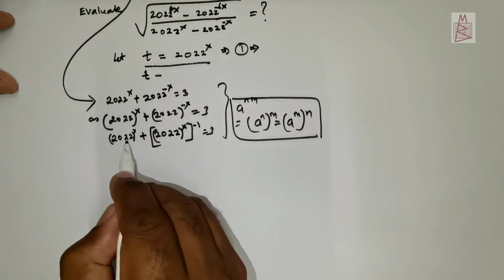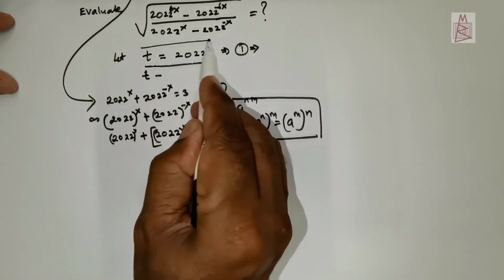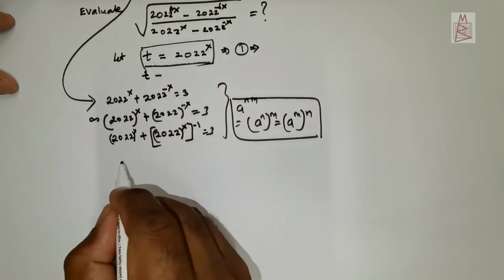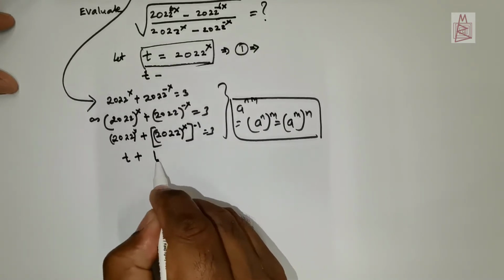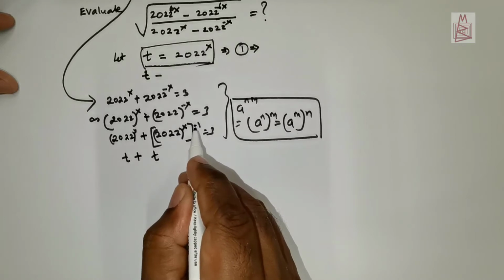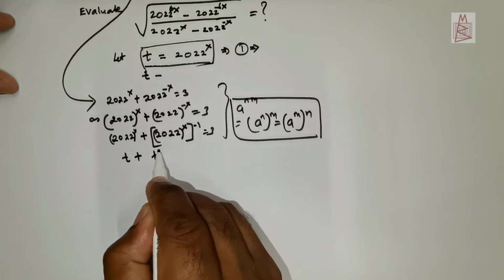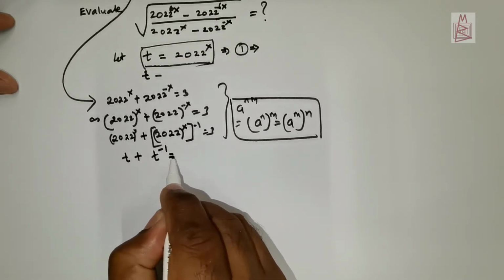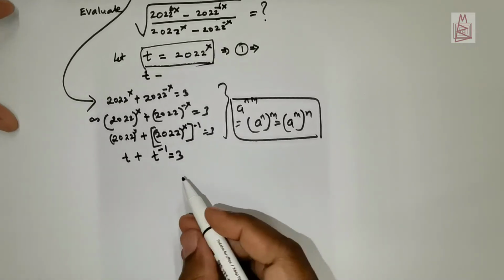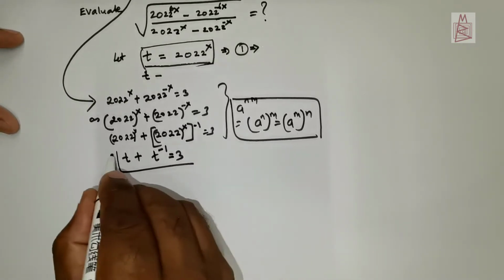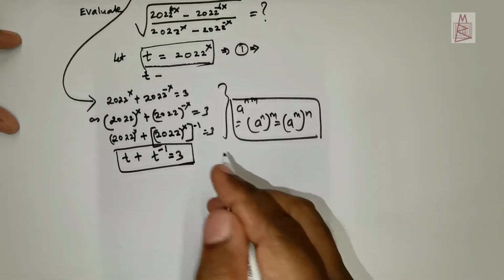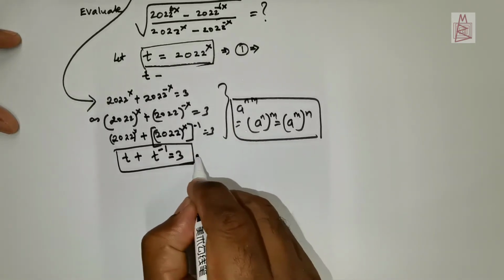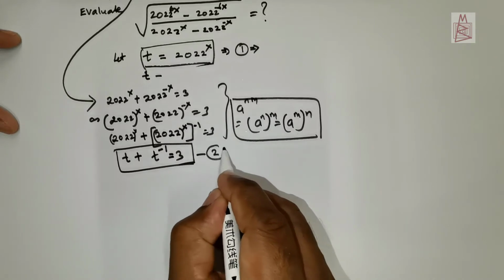Now for this 2022 raised to the power x, I am going to make this substitution. So this is going to be my t positive. Similarly, this is going to be t, but the only thing is that there is exponent negative 1. So just place that, is equal to 3. So this is what I have got, and this is an important deduction which is used in this particular question. I'm going to name this as 2.